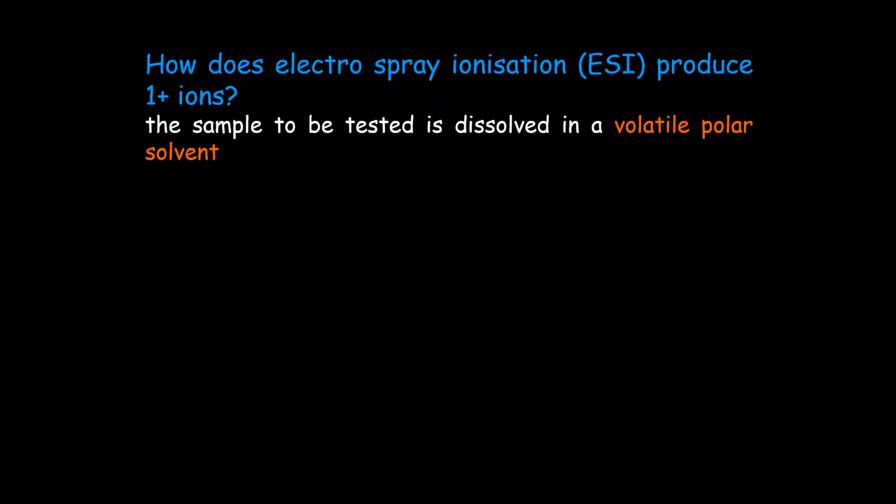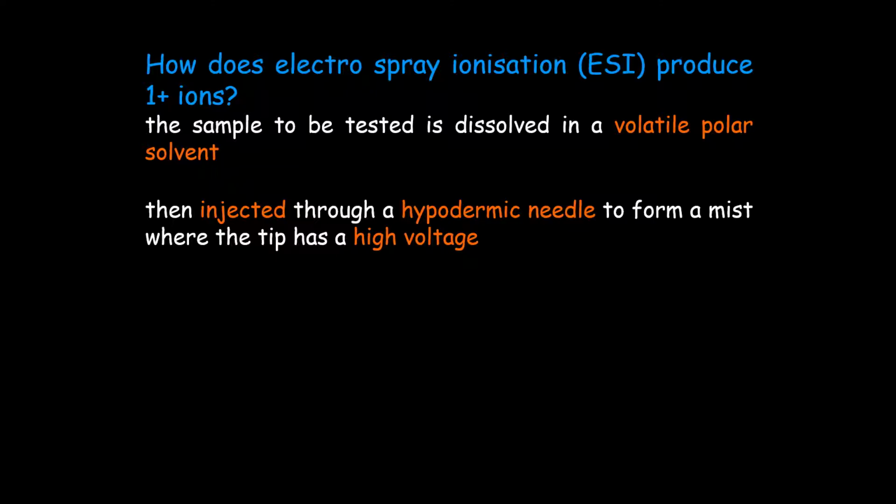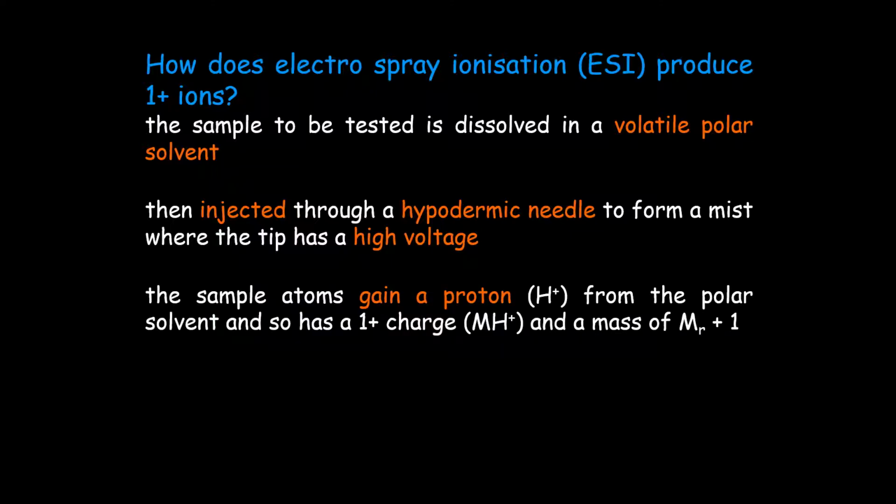The sample to be tested is dissolved in a volatile polar solvent, then injected through a hypodermic needle to form a mist where the tip has a high voltage. The sample atoms gain a proton from the polar solvent and so have a 1+ charge and a mass of Mr + 1. The sample gaseous atoms plus a proton gives an MH+ gaseous ion.